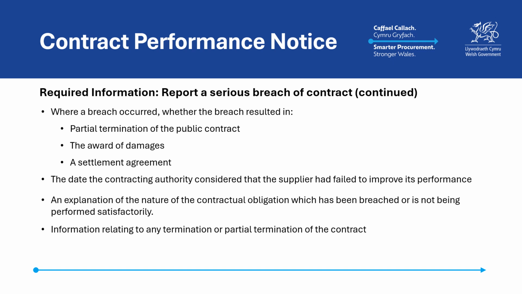Where the breach has resulted in partial termination of the public contract, a description of which part of or to what extent the contract has been partially terminated. Where there has been an award of damages or payment of other monies following the breach or failure to perform, confirmation that this is the case, the amount of damages or other monies, the basis on which any damages were awarded or other monies paid, and where there has been a recorded decision of a court or tribunal finding a breach, a link to the web page where the decision can be accessed, or a copy of the decision.